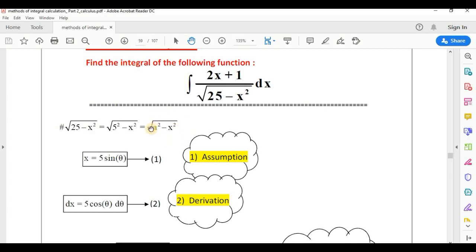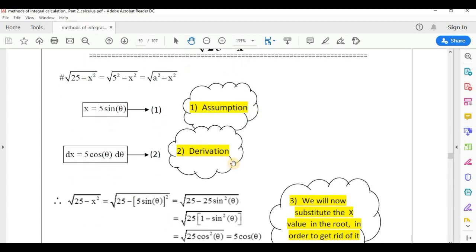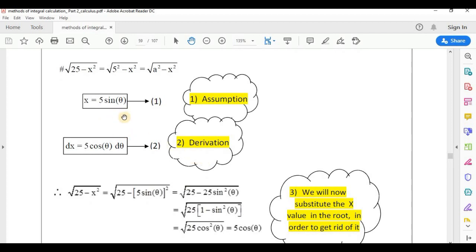So if we have this type of form of radical expression, directly our assumption for x will be x equal 5 multiplied by sine theta. This is the first step of our solution, the assumption. Second step, derivation. We will take the derivative of our assumption on both sides. The derivative of x will be dx, and the derivative of 5 sine theta will be 5 cosine theta d theta. We will call this equation number 2.